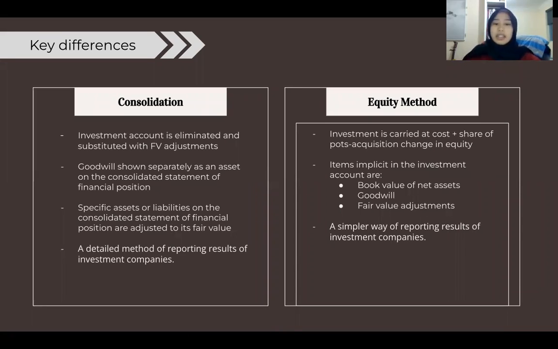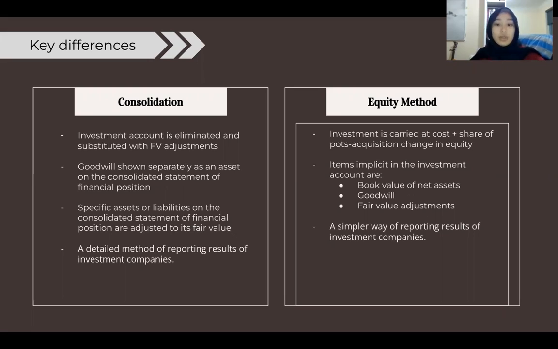So the general idea is that consolidating the financial statement involves combining the firm's income statement and balance sheets together to form one statement, while the equity method, on the other hand, does not combine the accounts in the statement, but it accounts the investment as an asset and accounts the income received from the subsidiary. Furthermore, in equity method, some items are implicit in the investment accounts, and this includes book value of net asset, goodwill, and also fair value adjustment. However, consolidation is the other way around.